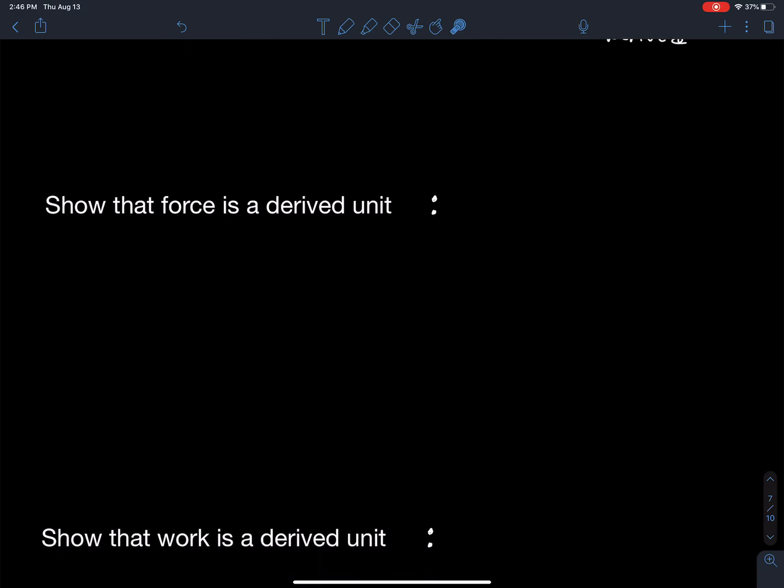Show that force is a derived unit. Well, from last year we knew that F is equal to ma, okay? And m, mass, is always measured in kilograms, so I'm just going to write this out. Kilograms. And acceleration is the rate of change of my velocity over time, which is equal to meters per second over second.